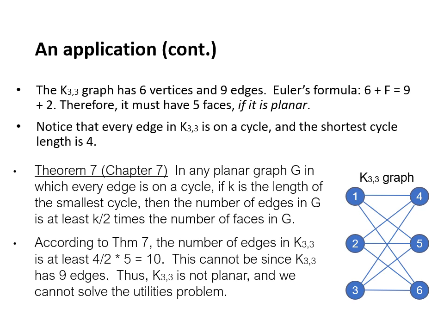And now, theorem 7 from chapter 7 in your books tells us that in any planar graph G, in which every edge is on a cycle, if k is the length of the smallest cycle, then the number of edges in G is at least k over 2 times the number of faces in G. So according to theorem 7, the number of edges in K33 is at least 4 divided by 2 times 5, which is equal to 10. And this cannot be since K33 has 9 edges. And because of this theorem, we know that K33 is not planar, and we cannot solve this utilities problem.